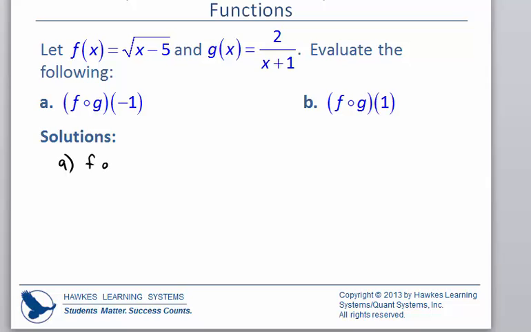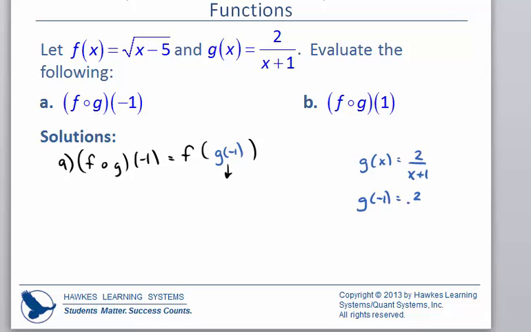So if I am finding f composed with g of negative 1, remember your definition says to write your first letter down, whatever it is, and then in parentheses to write the rest of it, so g of negative 1. But the problem is, if I try to evaluate g of negative 1, so g of x is 2 over x plus 1, plugging a negative 1 in for the x, I get 2 divided by 0, which is undefined.